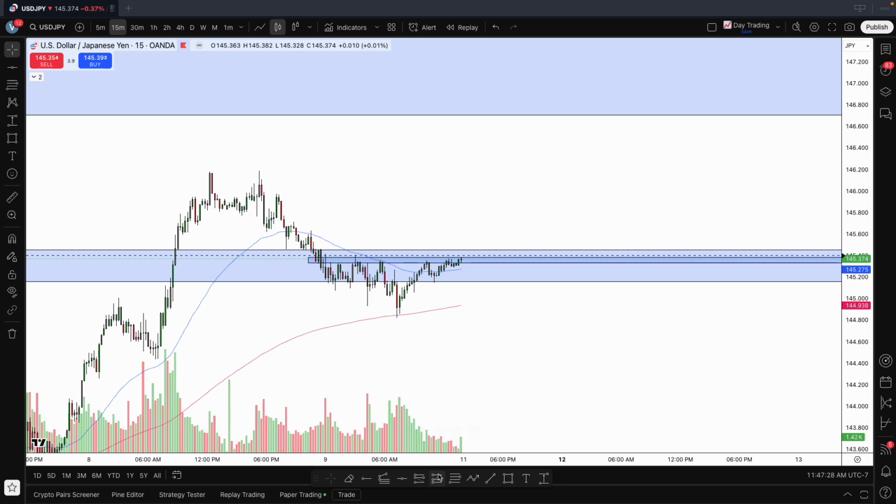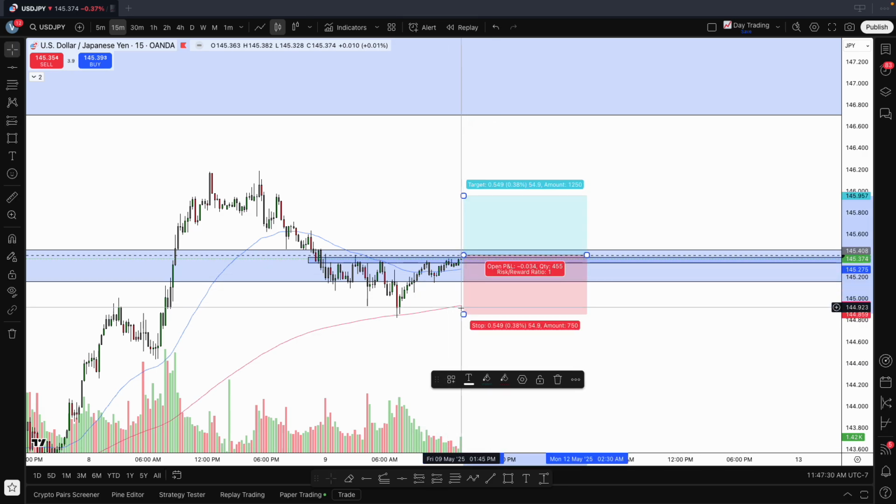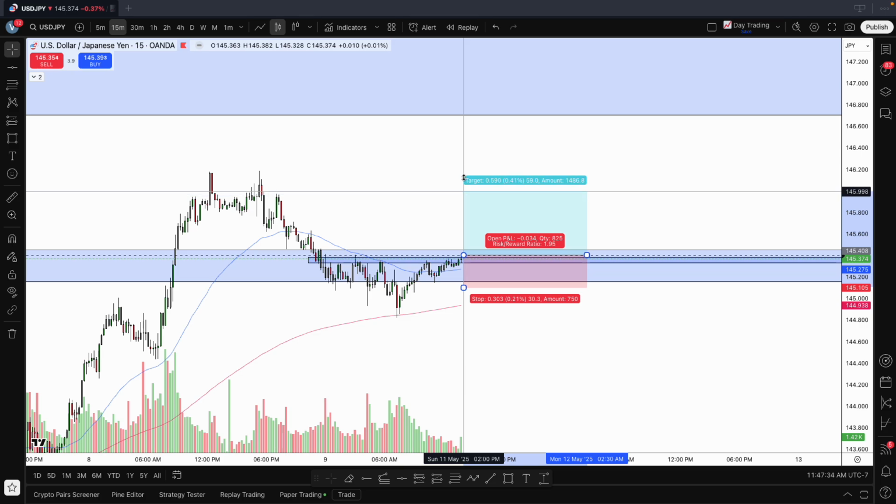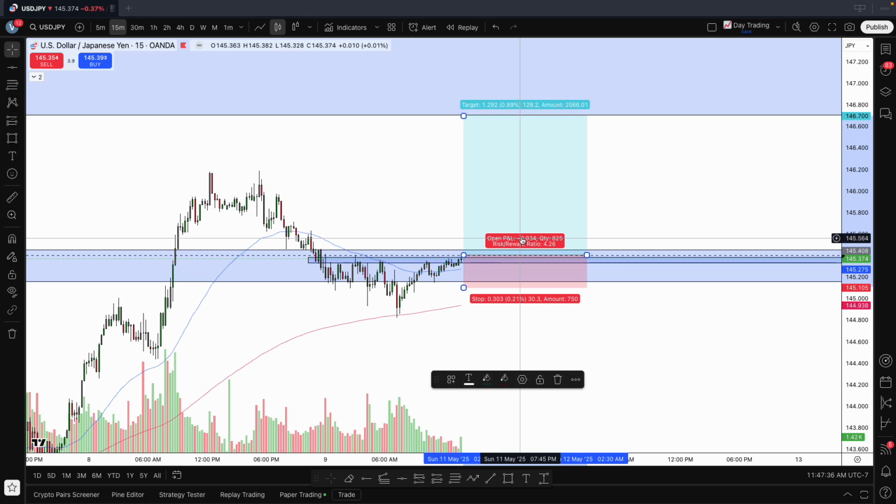It's a little riskier trade, but I'm going to put my stops to break even once I score like a good 1-to-1. My stop being under over here, my take profit being over here. So I have the possibility of scoring 1 to 4.26 risk to reward.